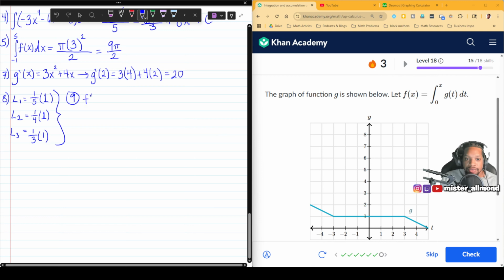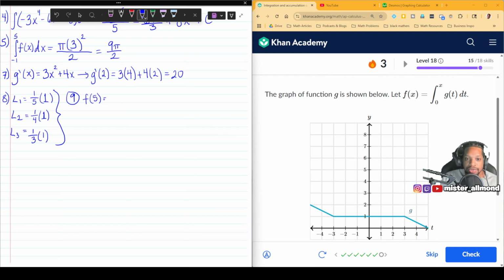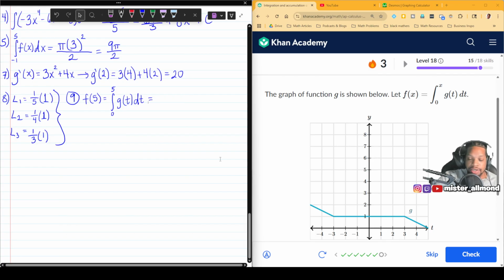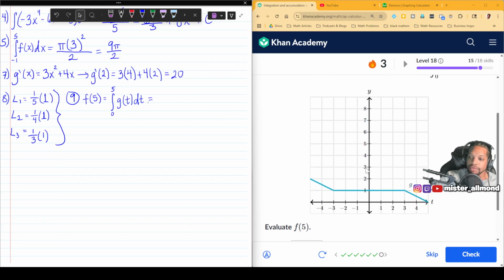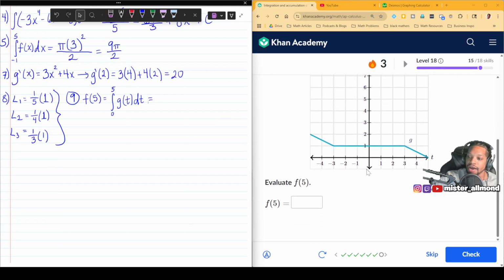F of 5 means that I literally just replace x with 5. So that is going to be equal to the integral from 0 to 5 of g of t dt. That is literally it. And I can find that geometrically. These ones are easy if you know what you're looking for. But all right, so it says from 0 to 5. That looks like a trapezoid-ish.